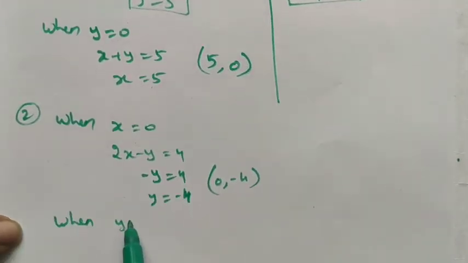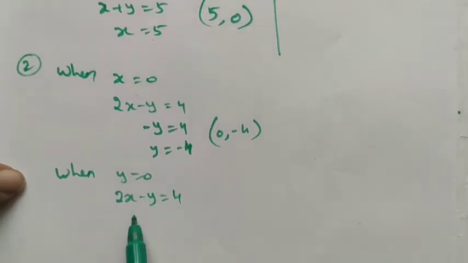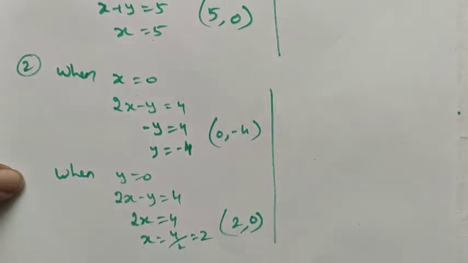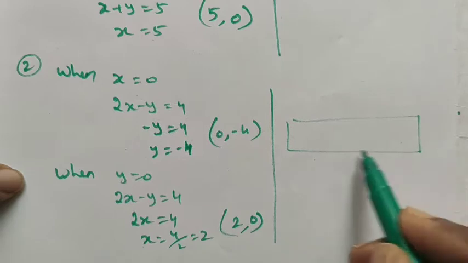When y is equal to 0, 2x minus y is equal to 4 is the equation. With y equal to 0, then 2x is equal to 4, then x is equal to 4 divided by 2 is equal to 2. Then the ordered pair, first we write the x value and then the y value. The same can be written in tabular form also.